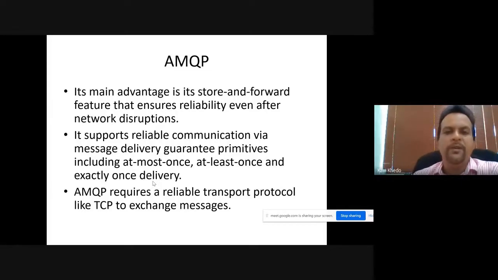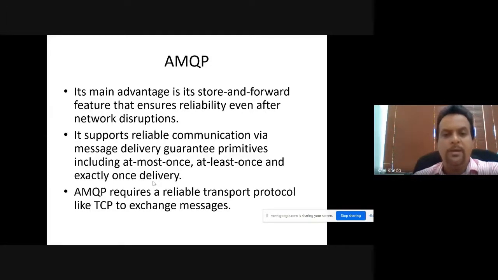This is an advantage of AMQP, because the message that the publisher or the sender is sending is stored somewhere in a queue. Even if there is disconnection, it will be there and you can send it later. So this is a big feature of AMQP. It supports reliable communication via message delivery guarantee primitives. There are some different QoS levels that can be used to ensure delivery of messages.